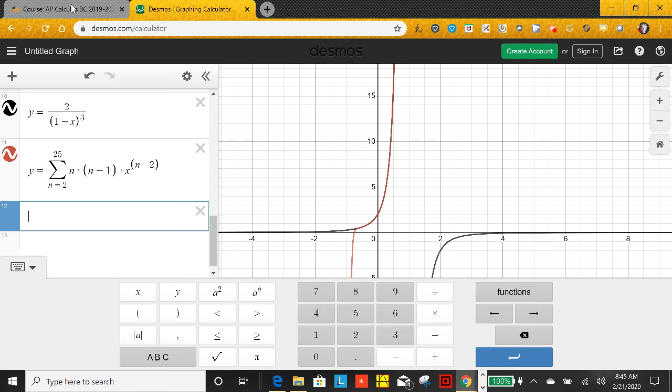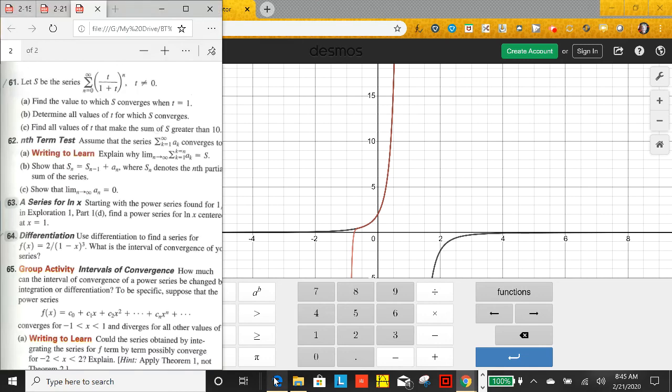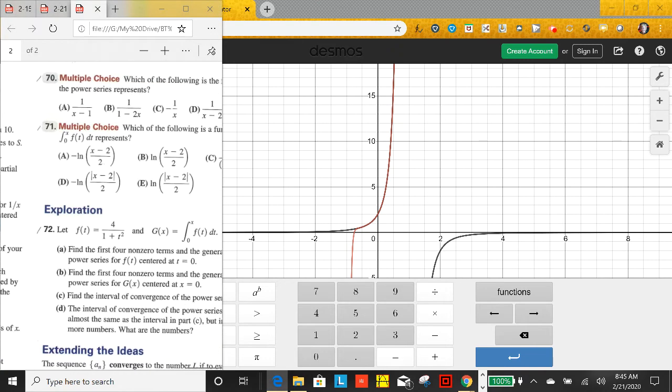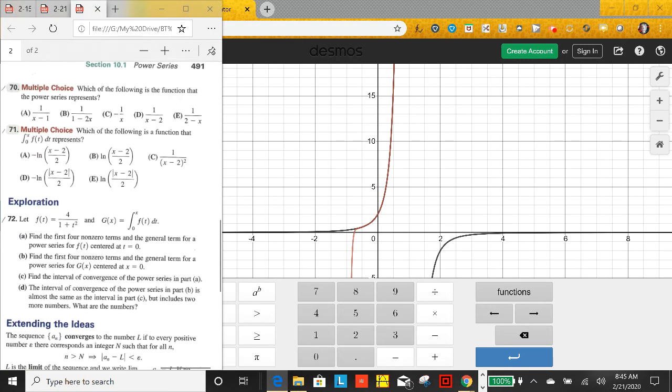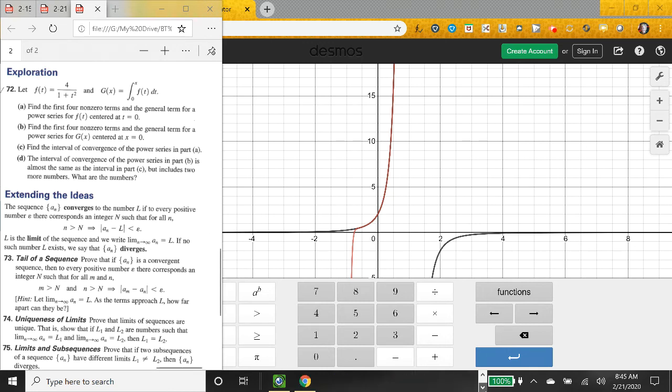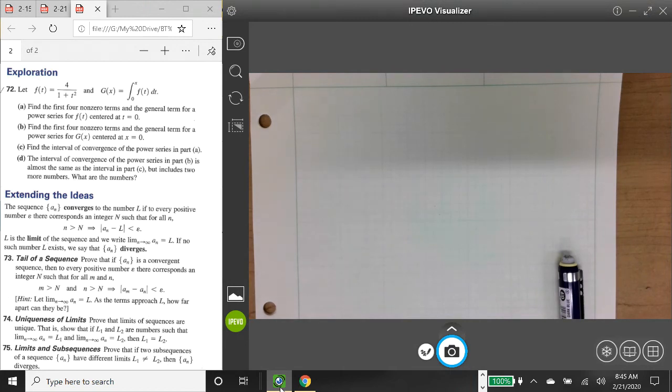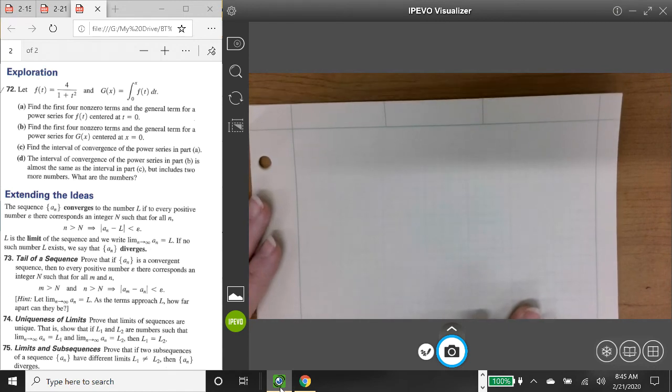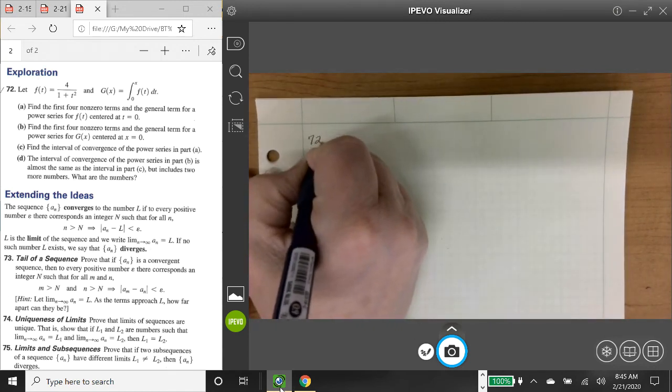So moving right along, the other question that was asked was number 72. What I like about 72 is this is a previous AP question. And so we like it, previous AP questions. This is kind of a big deal. All right, 72.